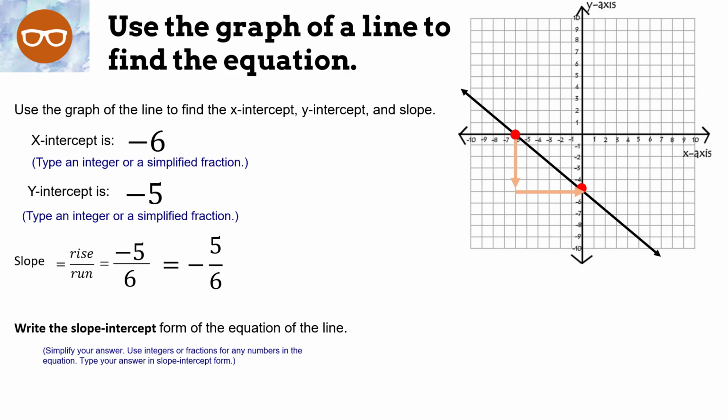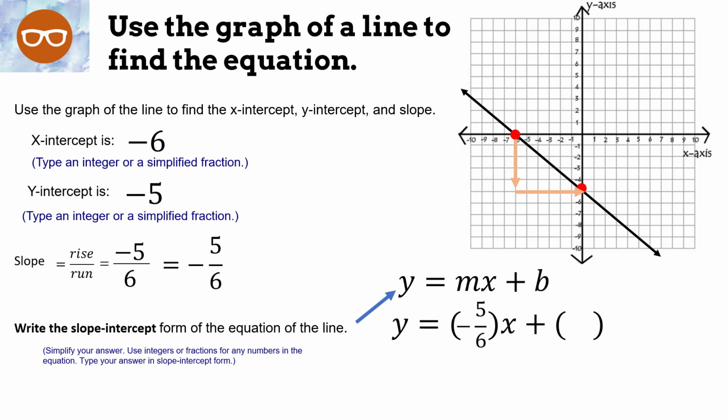Write the slope-intercept form of the equation of the line. Simplify your answer using integers or fractions for any numbers in the equation. Type your answer in slope-intercept form. Well, let's review for a second. Slope-intercept form is y equals mx plus b, where m is your slope and b is your y-intercept. We already know both of them. Our slope is -5/6, and our y-intercept, that's -5. So the answer for this question is y equals -5/6 x minus 5.